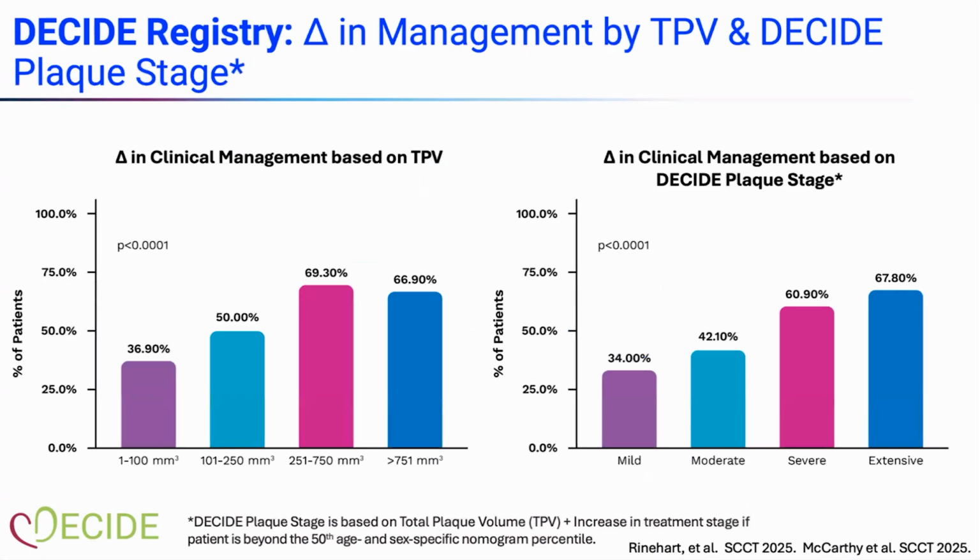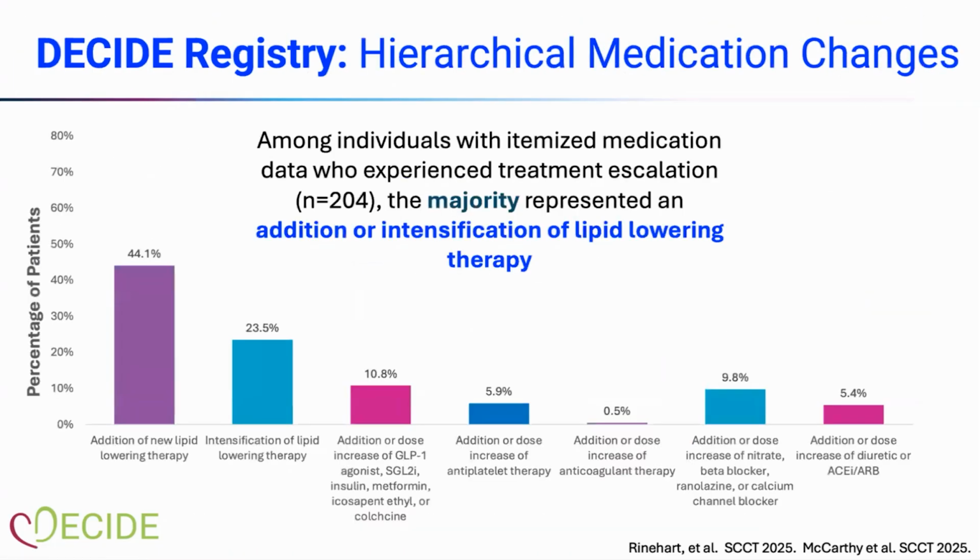When we look at change in patient management and we're looking at just the total plaque volume, you see a clear escalation in therapy as the plaque volume increases, which is what we would like to expect when we're seeing research. When we look at the DECIDE plaque stage, remember that's when you can go to the next stage of therapy. It was even a more predominant stair-step algorithm with extensive plaque volume changes up to 67.8%.